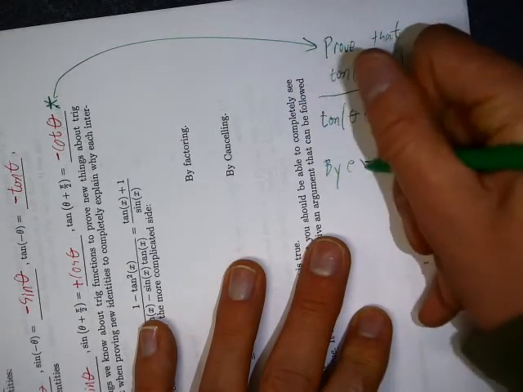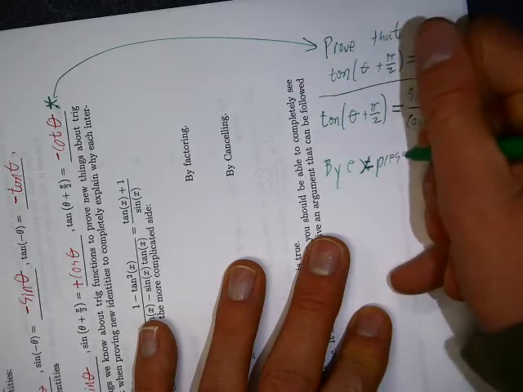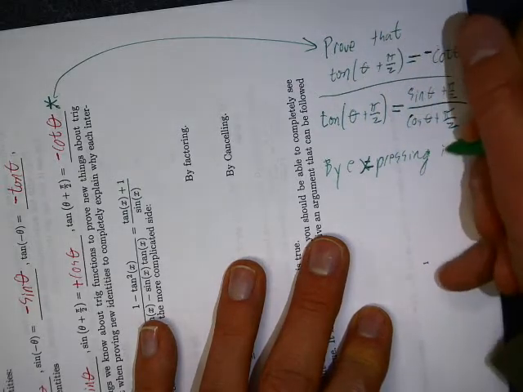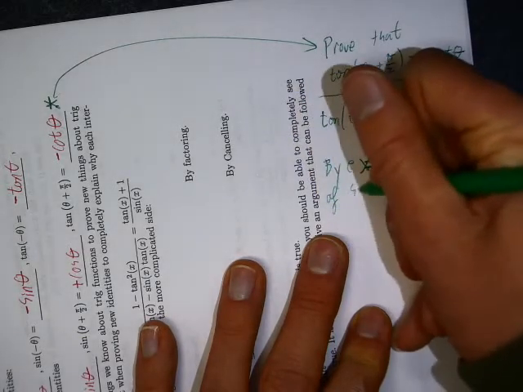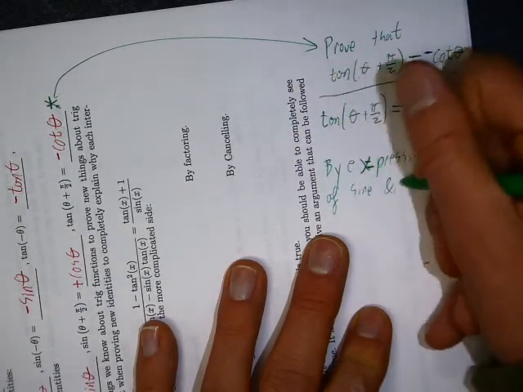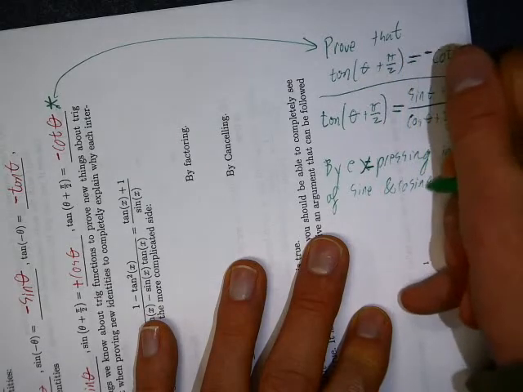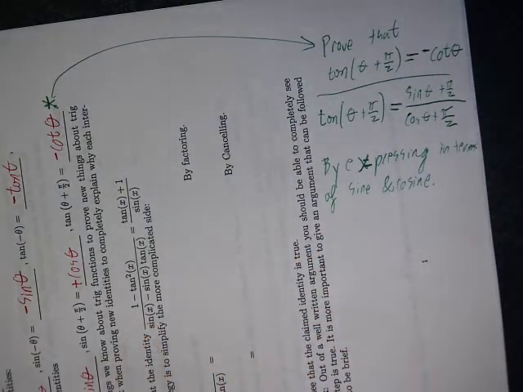By expressing in terms of sine and cosine. So an important detail in the idea of proof is that every step you do needs an explanation. So what has happened in that step? I've just re-expressed things in terms of sines and cosines.